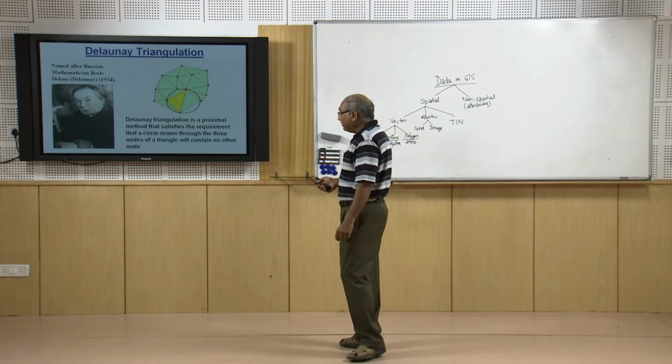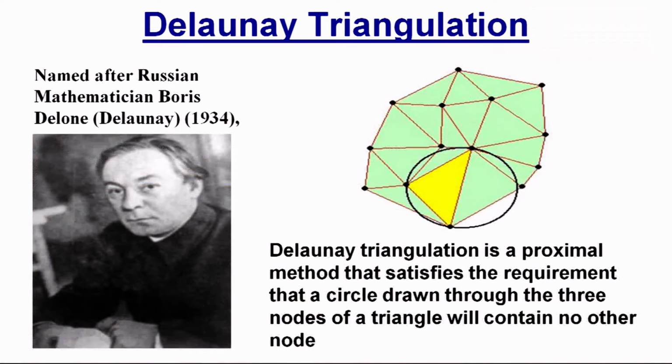This is the basis of tin, that Delaunay, who was a Russian mathematician, Boris Delaunay, in 1934 gave the concept that if a circle is drawn through 3 points, then it should touch these points, but no other point should fall in it. So it says that the triangle should satisfy the requirement that a circle drawn through the 3 points, 3 nodes of a triangle will contain no other node.